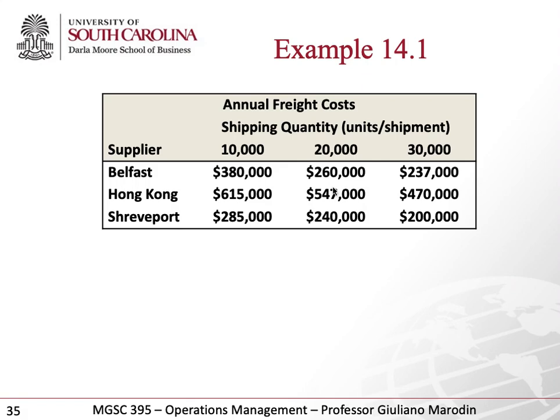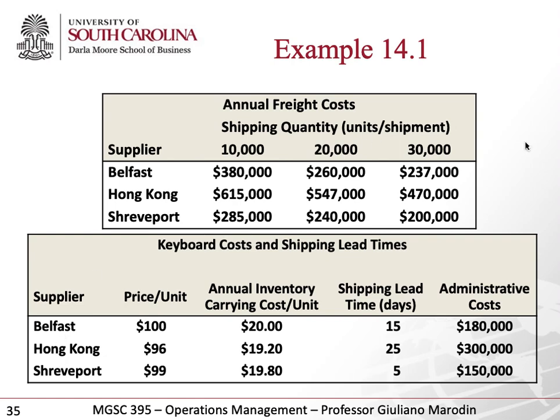And what happens if you increase the quantity? What's going to happen to the shipping cost? It's going to reduce, right? Because they're buying in big bulks, it's going to reduce the shipping per unit that you're shipping. And this is the annual freight cost, so that's why it's smaller when it gets to 30,000. Imagine that on the side here we also have, for Belfast, Hong Kong, and Shreveport, unit price. We have annual inventory carrying cost, so that's H. We have L, lead time, and we have administrative costs.